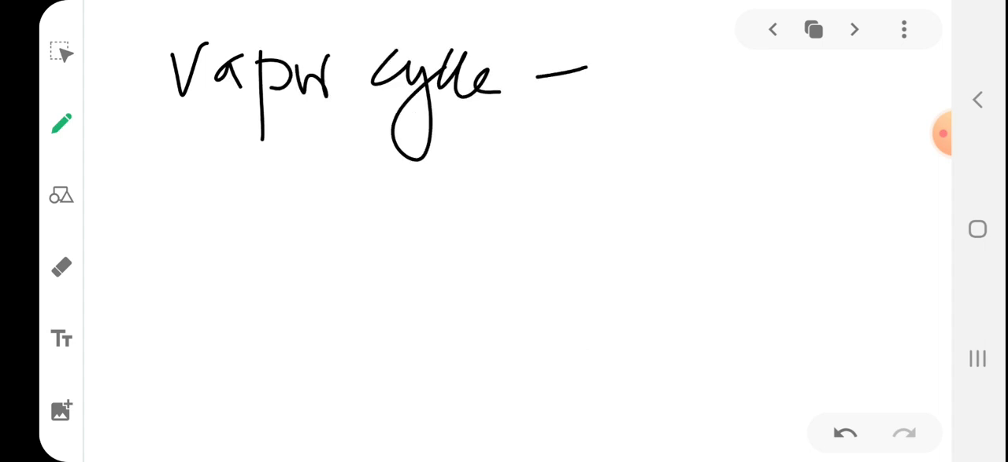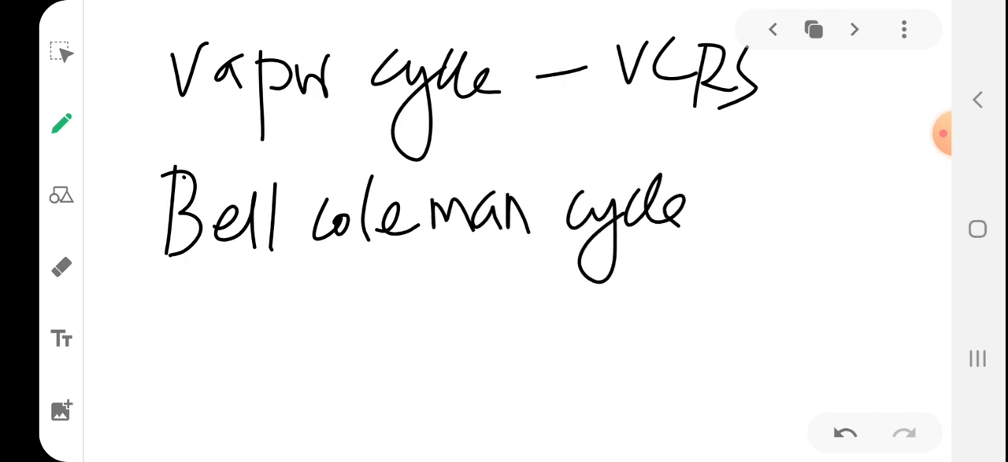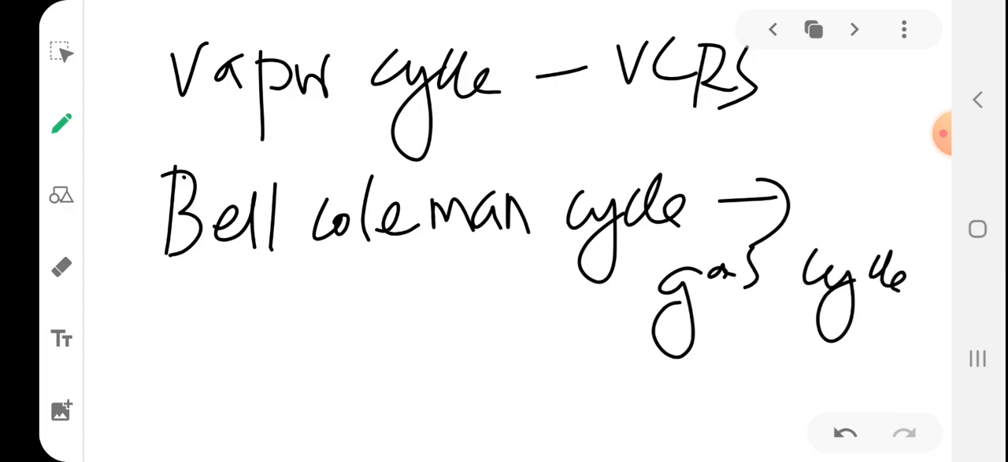Actually, VCRS is a vapor cycle, and the Bell-Coleman cycle is a gaseous cycle, a gas cycle. So that is a basic difference. In a gas cycle there is no phase change, in a vapor cycle there is a phase change.